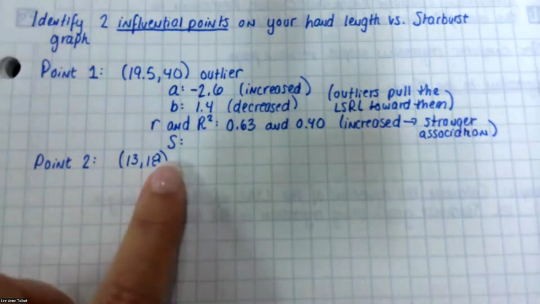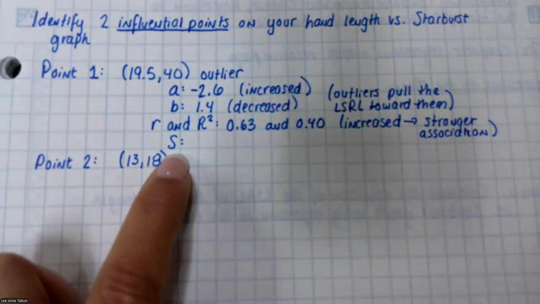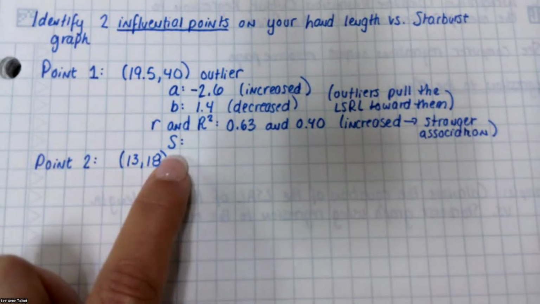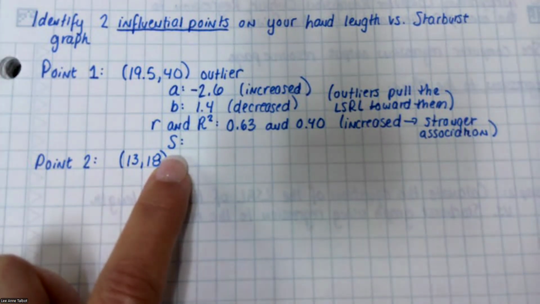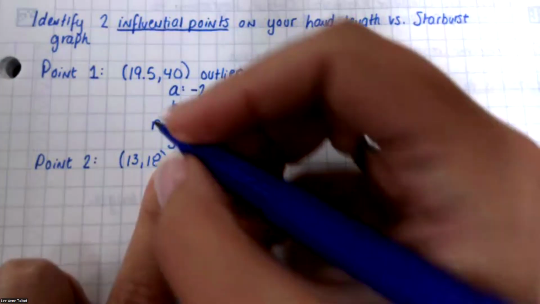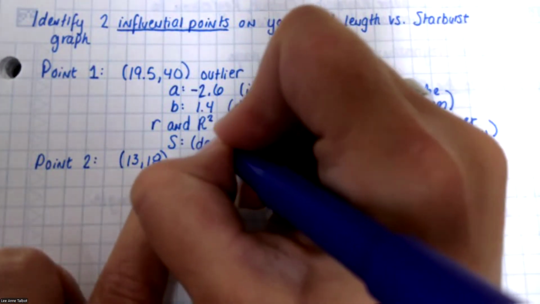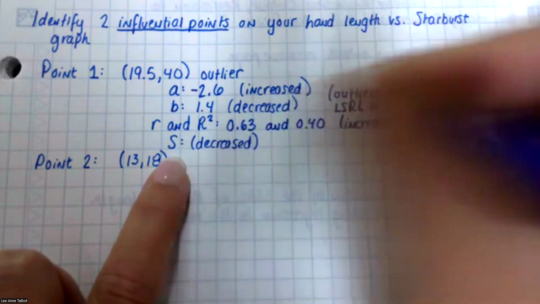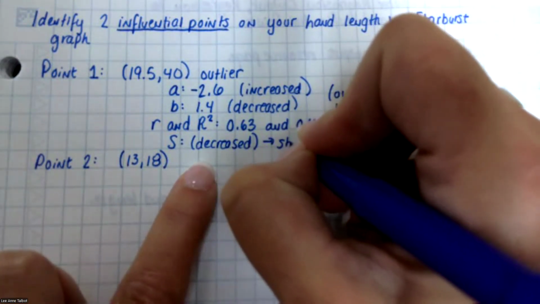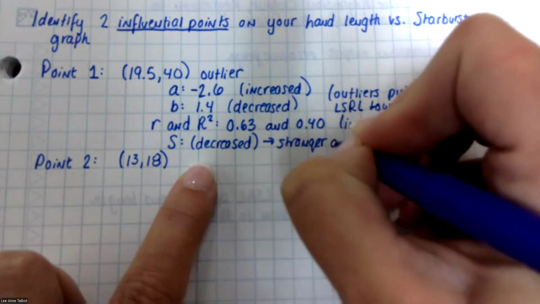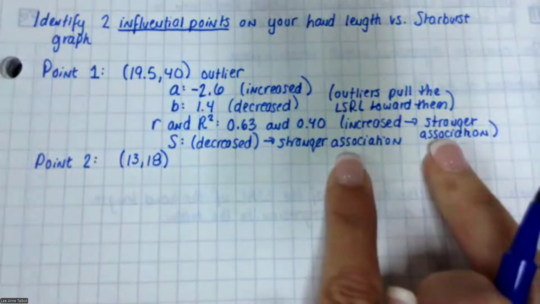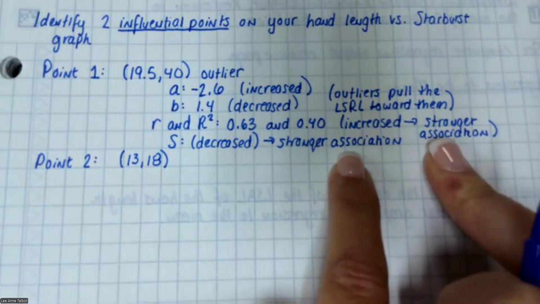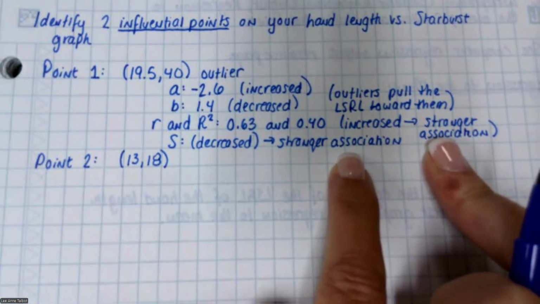Okay, now for S, it doesn't calculate S, but let's just use common sense. That one had a really huge residual and we took it out. So the average of the residuals is going to go down. And these two pieces of information jive with each other. They both mean stronger association.